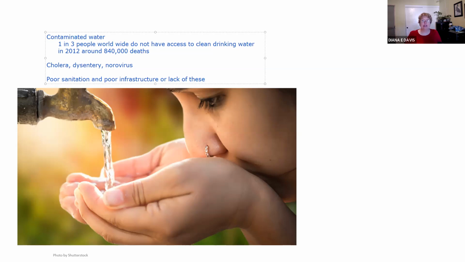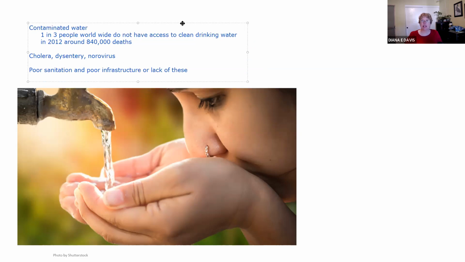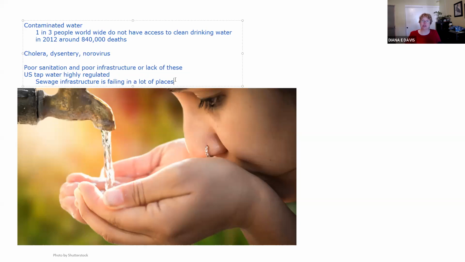In the US, in most places our tap water is safe to drink. It's very highly regulated. But our sewage infrastructure is failing in a lot of places. So carrying sewage to the sewage treatment plant, a lot of those pipes are leaking.